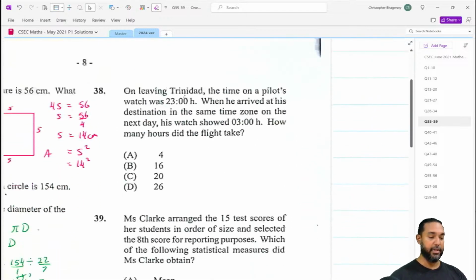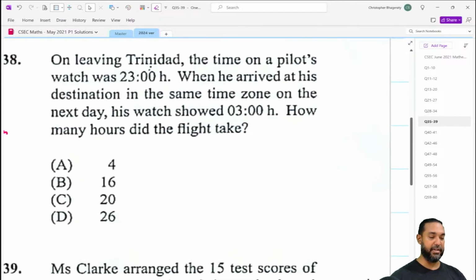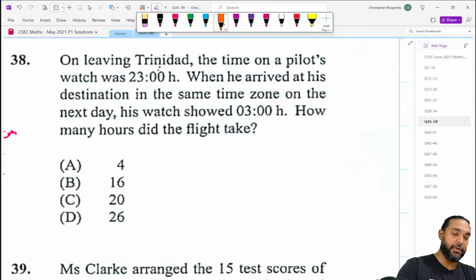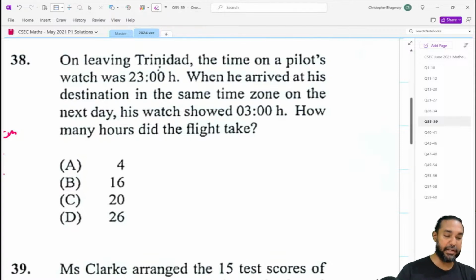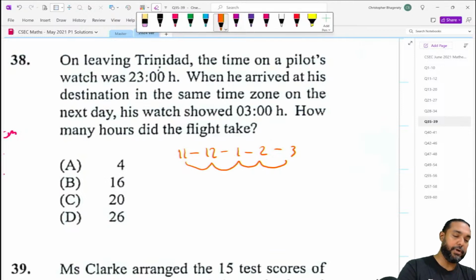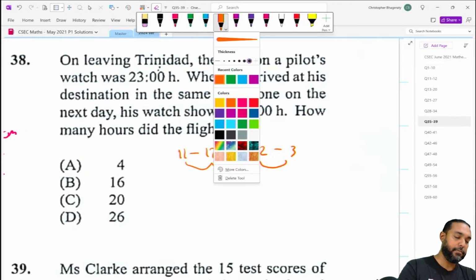Okay, 38 now. On leaving Trinidad, as of midnight tonight, the time on a pilot's watch was 2300 hours. That's 11 p.m., right? Or 11 o'clock, for those who speak that language. When he arrived at his destination in the same time zone on the next day, his watch showed 0300, just 3 in the morning. How many hours did the flight take? Right. So 11 to 12 to 1 to 2 to 3. 1, 2, 3, 4 hours.